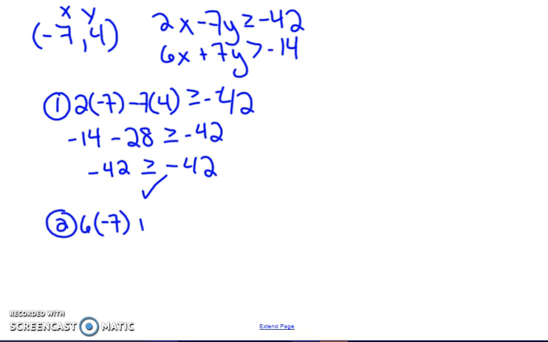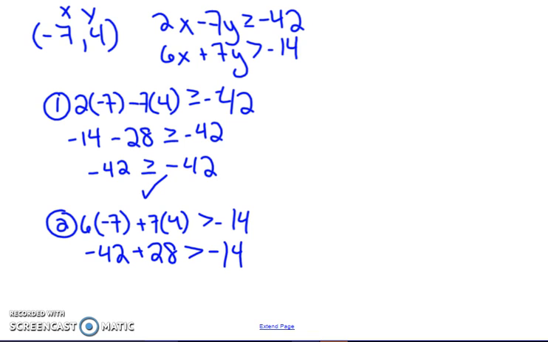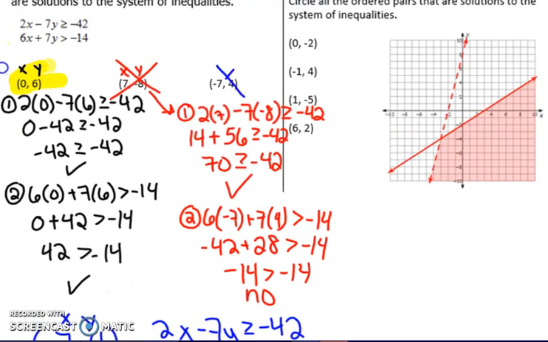So now check your second equation. 6 times negative 7 plus 7 times 4 is greater than negative 14. Well, this gives me negative 42 plus 28. I'm left with negative 14 is greater than negative 14. Well, is negative 14 greater than negative 14? No, they're equal to each other. So because they're equal to each other and one of them did not work, this is not a solution either. So in this case, the only solution given to us is that very first one. But you cannot stop once you find a solution. Inequalities can have multiple answers, unlike equations where there's only one set answer.